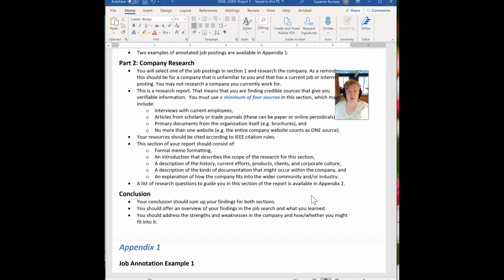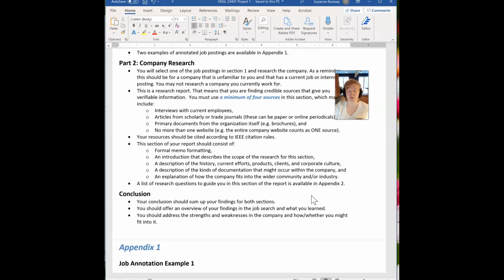This is a research report, so you need to actually find information. You need to research, right? And so that means you need to find credible sources that give you verifiable information. So I'm asking for a minimum of 4 sources. That means that you need to find more than just the company website. The company website counts as a single source.